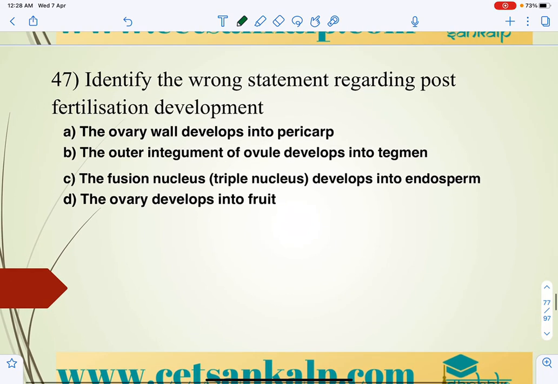Identify the wrong statement regarding post-fertilization development. So identify the wrong statement regarding post-fertilization events. That is the 47th question.